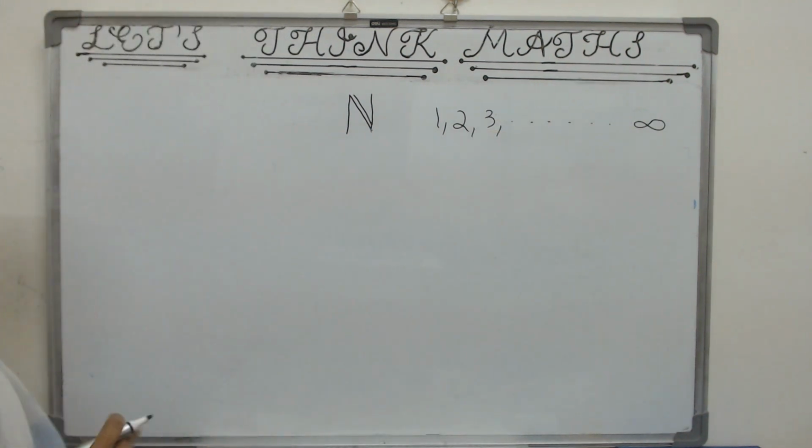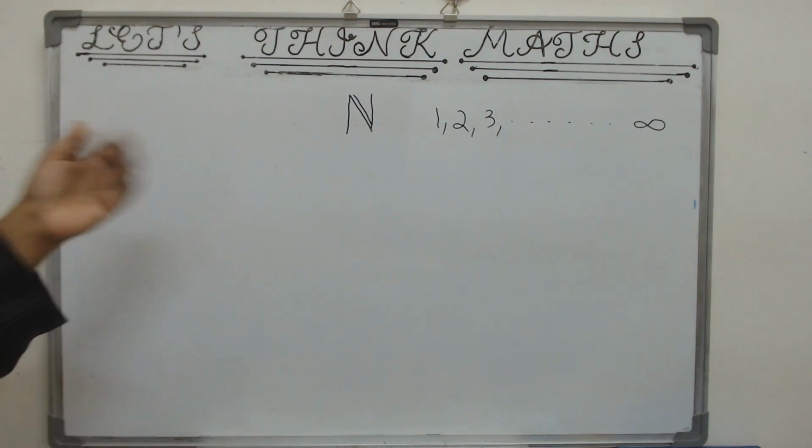Now the smallest natural number is 1, and there is no such thing as a greatest natural number, because if you say 1 zillion is the greatest, then I will ask you, what about 1 zillion plus 12? So the greatest natural number is not defined. So we have one number system.